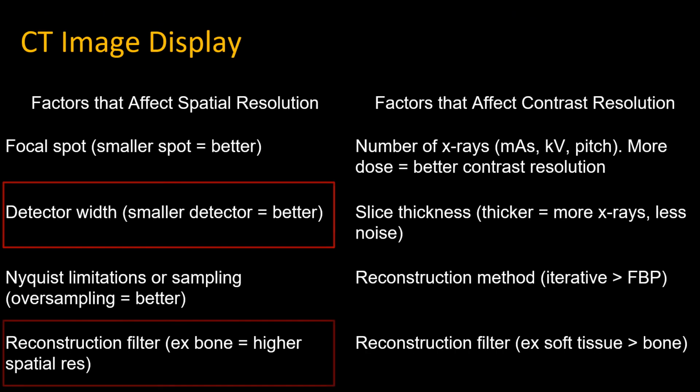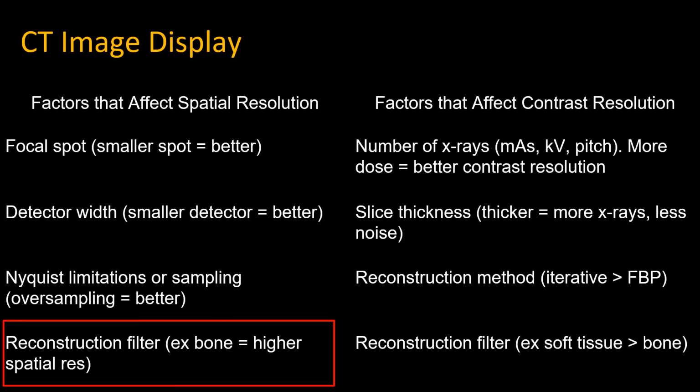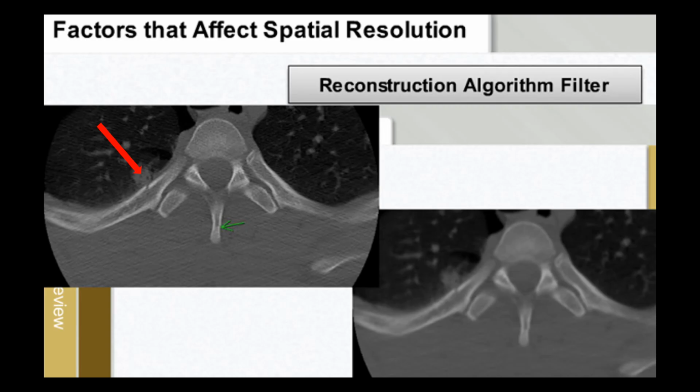Now let's look at the reconstruction filter. For example, a bone filter will give us higher spatial resolution. The right rib fracture, shown by the red arrow, and the spinous process fracture, shown by the green arrow, are much more distinct in this bone filter image than the soft tissue filter on the right.